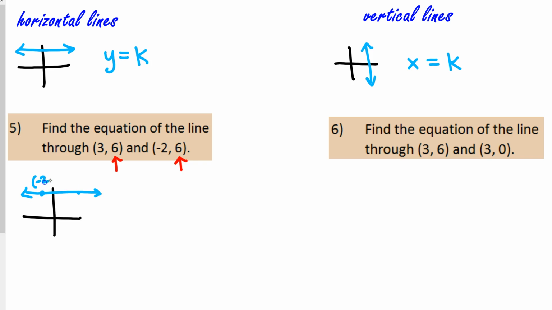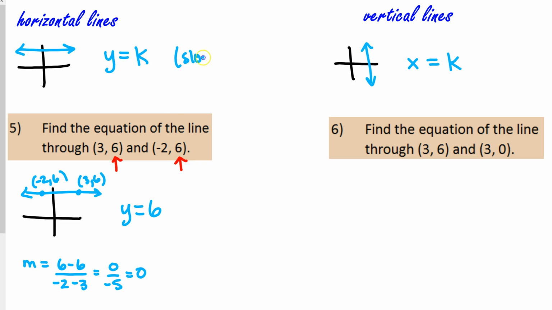So let's say this point here is -2, 6, and this point here is 3, 6. Well, what's the height of the line? 6. So what's the equation? y equals 6. So you could actually do it that fast if you just notice they both have 6, it's y equals 6. If you don't notice that, then you're going to say, okay, what's the slope? y2 minus y1, 6 minus 6, over x2 minus x1, -2 minus 3. We get 0 over -5. The slope is 0. By the way, horizontal lines always have a slope of 0. And vertical lines, the slope is always undefined, because if slope is rise over run, there's no run. There's no horizontal change.